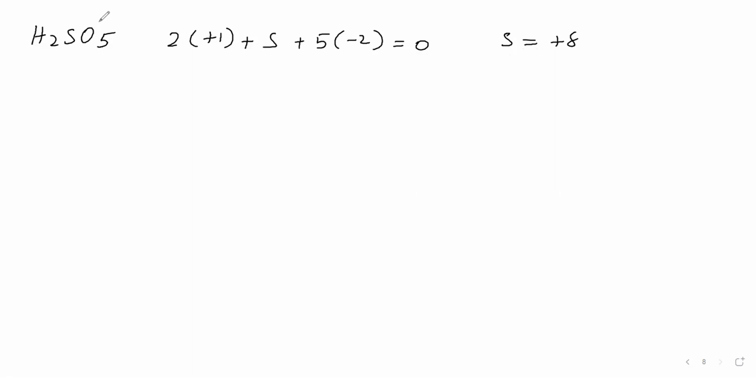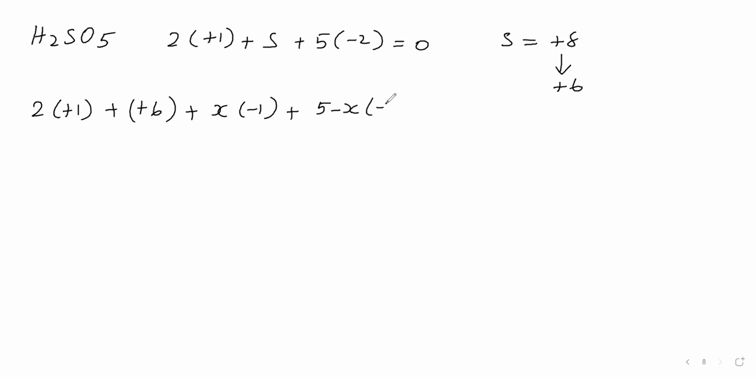To find how many are peroxides and how many are oxides, take sulfur oxidation number as its maximum value, +6. So hydrogen is +1, sulfur is +6, some of the oxygens carry -1 and some carry -2, equal to 0. So x is equal to 2. That means one peroxy linkage, one peroxide ion is present.